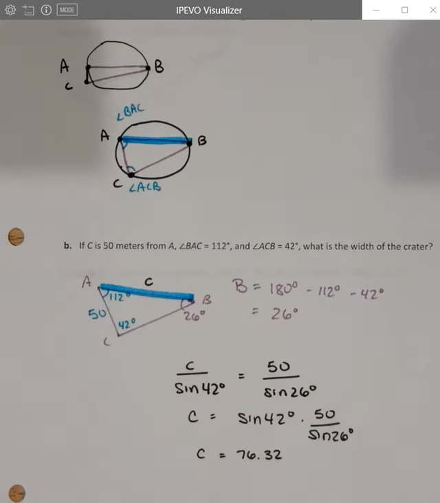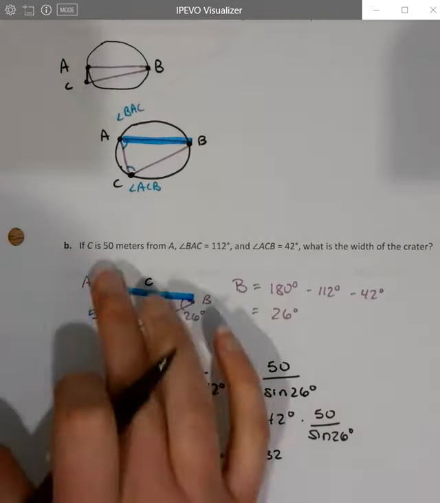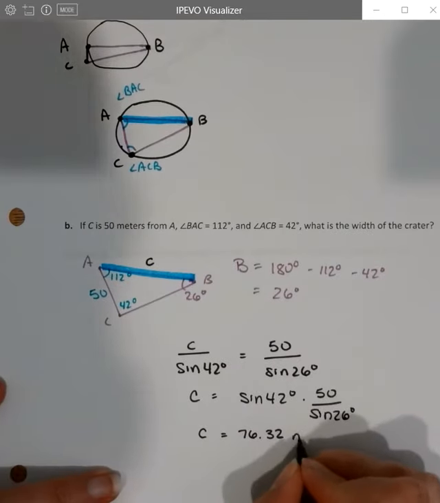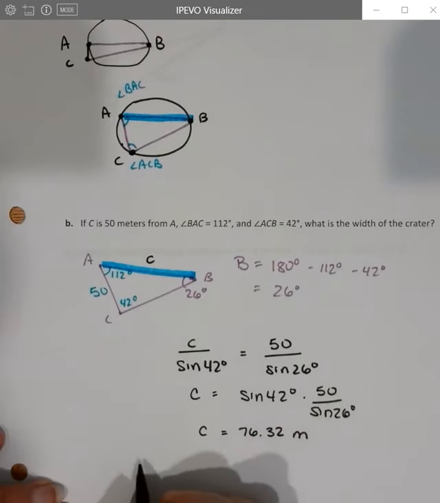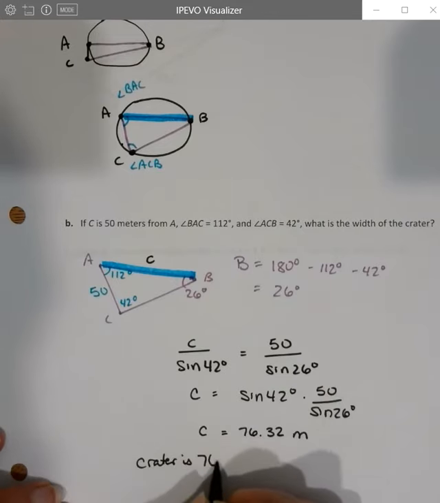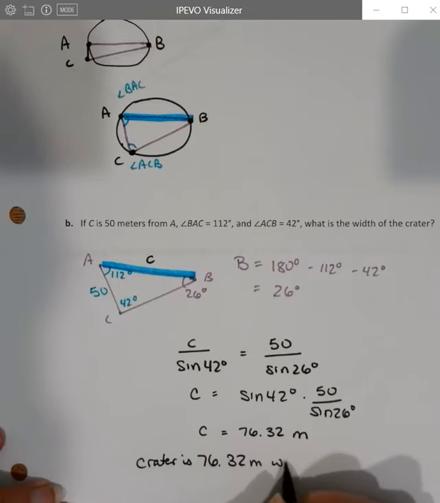76.32. Did I have a distance for this? Meters. Okay, meters. So it seems like here that the crater is 76.32 meters wide.